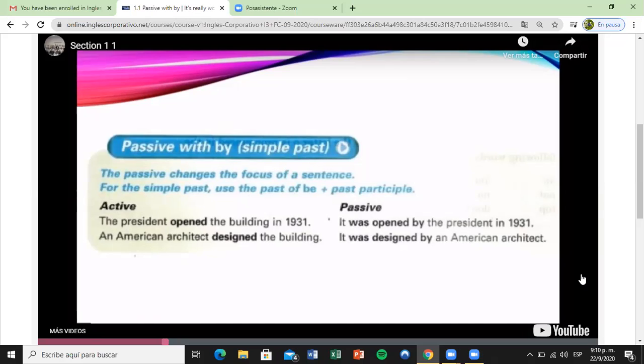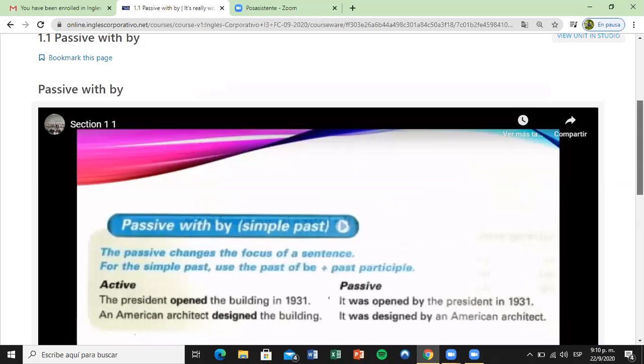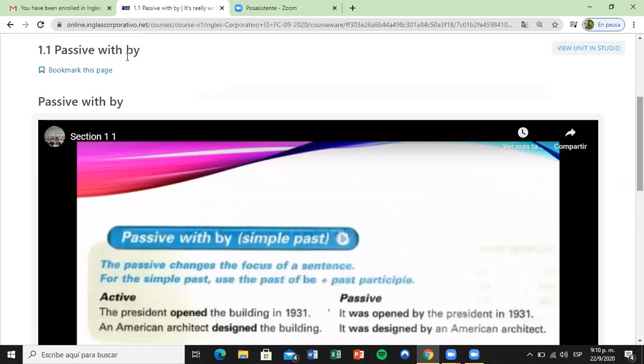So I say, Andrea cooked the pizza. But maybe I don't like Andrea. Maybe I don't want to talk about Andrea. Then I only focus on the action. The pizza. What happened with the pizza? The pizza was cooked. If I want to include the information about the person, then this is where we use the by. When we say by, that is what we refer to: who did the action.